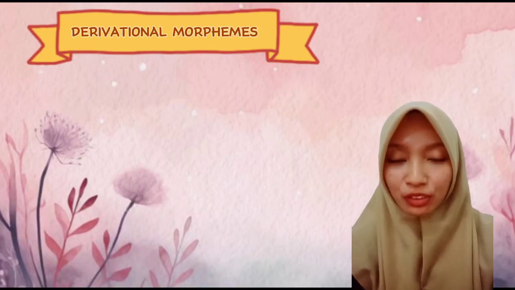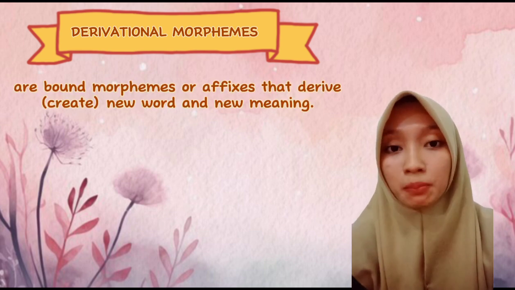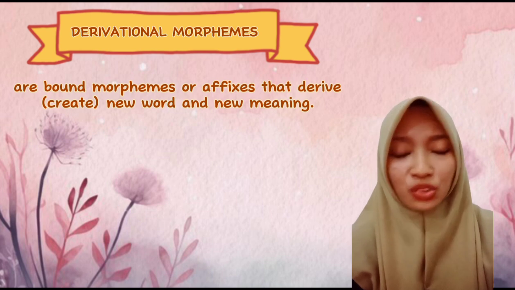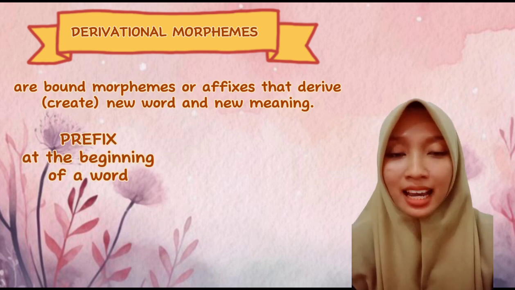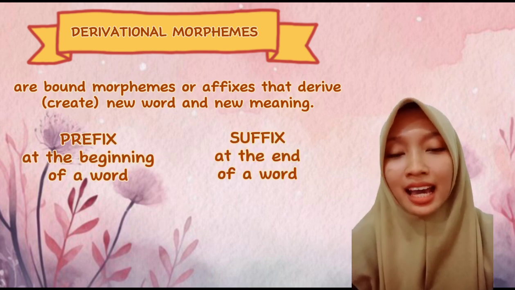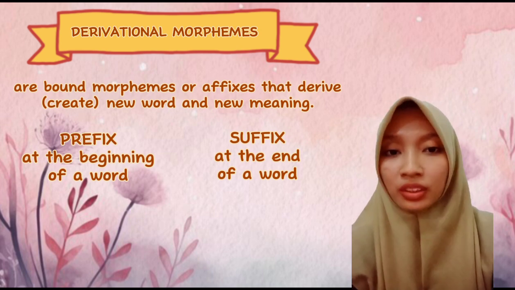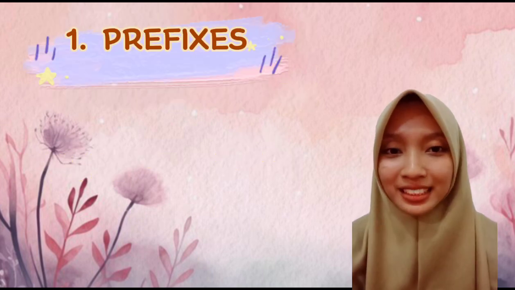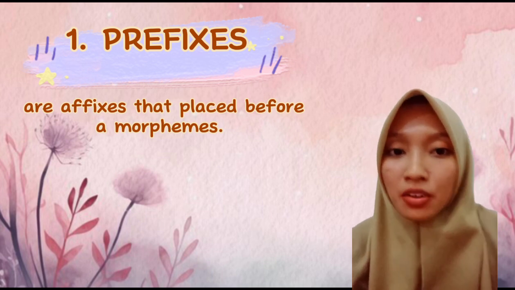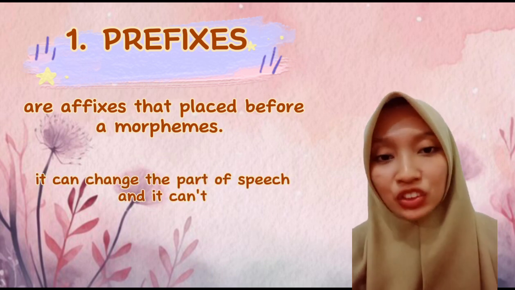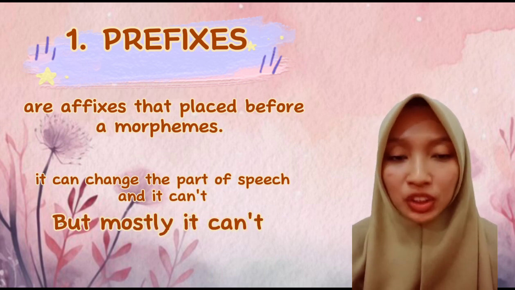And back again to the derivational morphemes. So, what is derivational morphemes? Derivational morphemes are bound morphemes or affixes which derive or create new words and new meaning. It can occur at the beginning or at the end of a word. So, at the beginning we call it a prefix, and at the end of a word we call it a suffix. The first is prefix. Prefixes are affixes that are placed before a morpheme. Most prefixes do not change the part of speech, but some of them can change the part of speech.